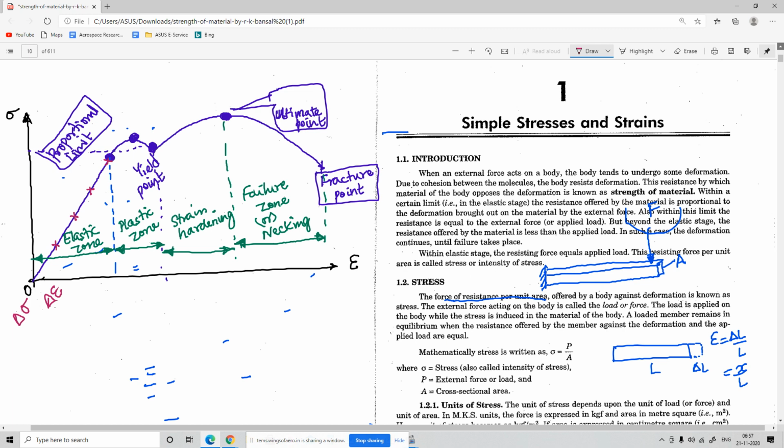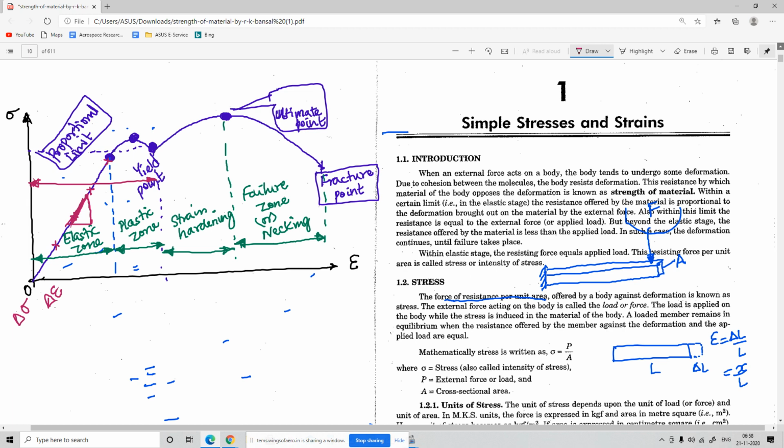Any idea? Ma'am, dividing the change in stress by change in strain. Very good. Ultimately you have to find out the slope. The slope of this curve will represent the Young's modulus. And remember, if they ask for the yield stress, this will be the value of the yield stress.